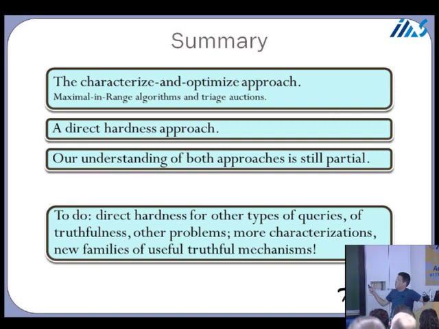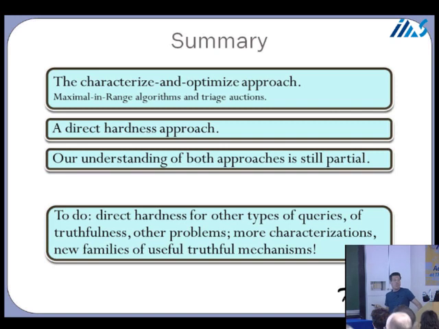And let me say that our understanding of both approaches is still quite partial. In particular, we do not know how to prove an impossibility result for multi-unit auctions using the direct hardness approach, and we don't know how to prove a lower bound for combinatorial auctions using the characterize and optimize approach. Other things to do: direct hardness for other types of queries, like demand queries, other types of truthfulness, including randomized truthfulness. We do some of it in the paper. And of course, proving lower bounds for other problems.